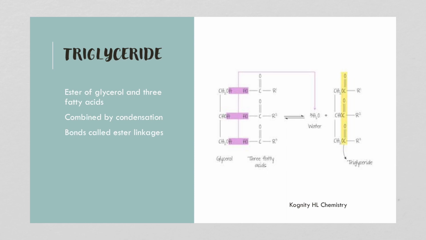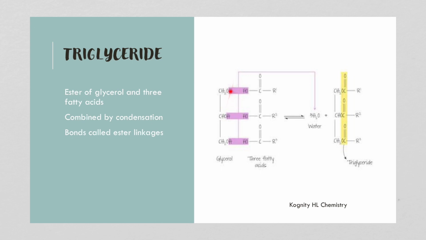So triglycerides, that's what we call fats and oils. Those are the things that we consume for energy. So what happens is we have a glycerol molecule, which is a tri-alcohol. So it's 3 carbon molecules with a hydroxyl on every single carbon. So that's glycerol. And then it combines with 3 fatty acids through condensation reactions.